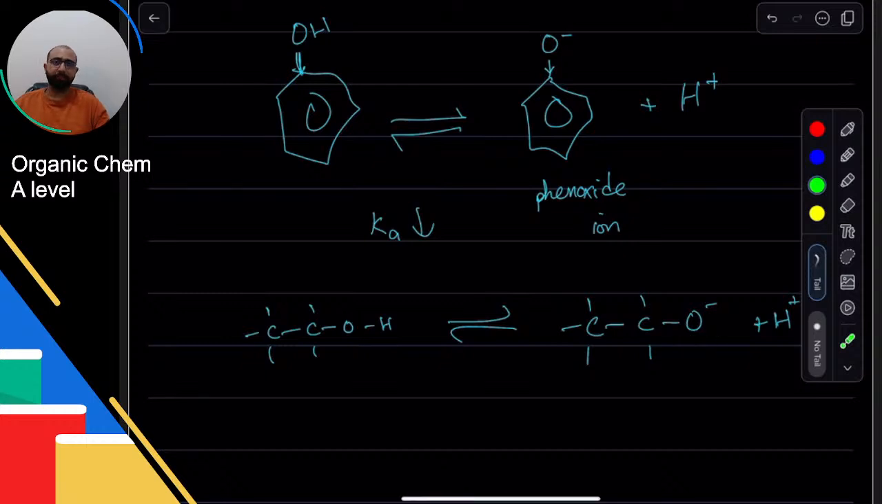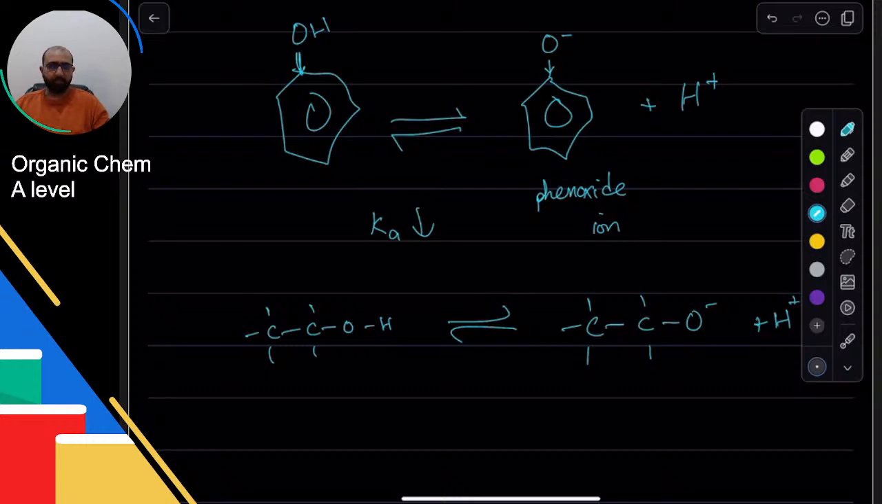Okay, so if we want to compare them in terms of pKa, phenol has a lower pKa than water, then ethanol. That means the lower the pKa, the more acidic. So phenol is more acidic than water, and water is more acidic than ethanol. And by this time you shouldn't be surprised that when I say water is acidic, water is basic as well. It is amphiprotic or amphoteric.